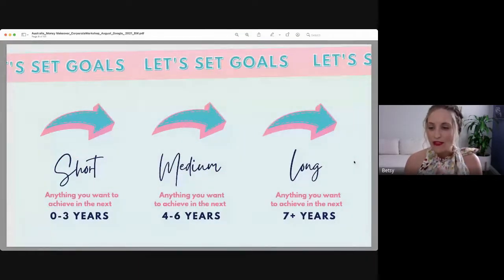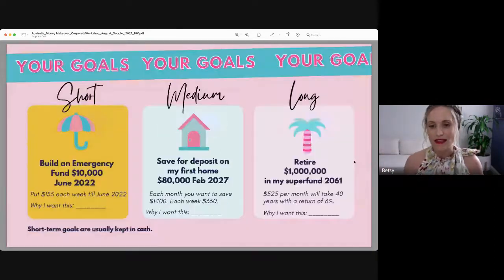So the first place we always start at Ladies Finance Club is getting really clear on what it is that you want to achieve and writing it down. I can't remember the source right now, but I know it's 42% is how much you improve your chance of achieving a goal simply by writing it down. So to write down a really effective money goal, first identify, when do you want to achieve this goal? Is it in the short term, in the next 0 to 3 years, medium term, 4 to 6 years, or something that's a bit longer term, 7+ years?